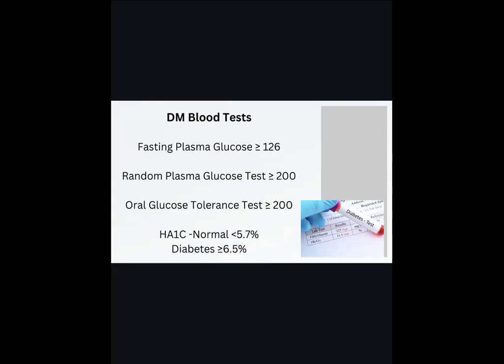Fasting plasma glucose is where you're not eating for a long time, I think 8 hours before the test is taken. And if you're not eating, you're going to have a low blood sugar. So the bar at which you'd be diagnosed with diabetes is going to be lower, because your blood sugar is going to be naturally lower, right? And so that's fasting plasma glucose.